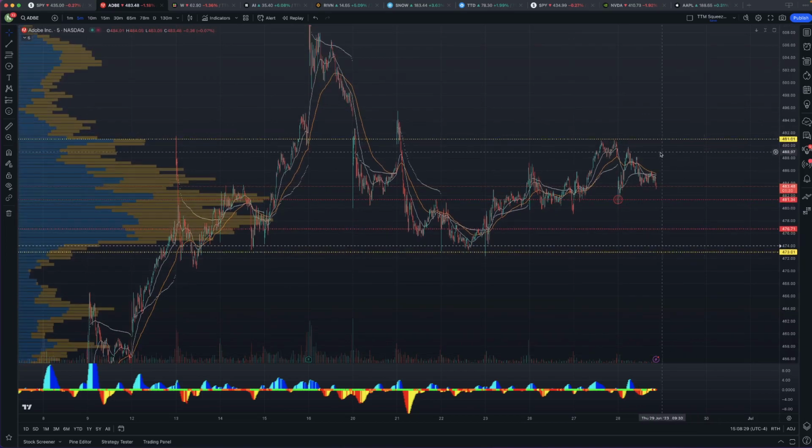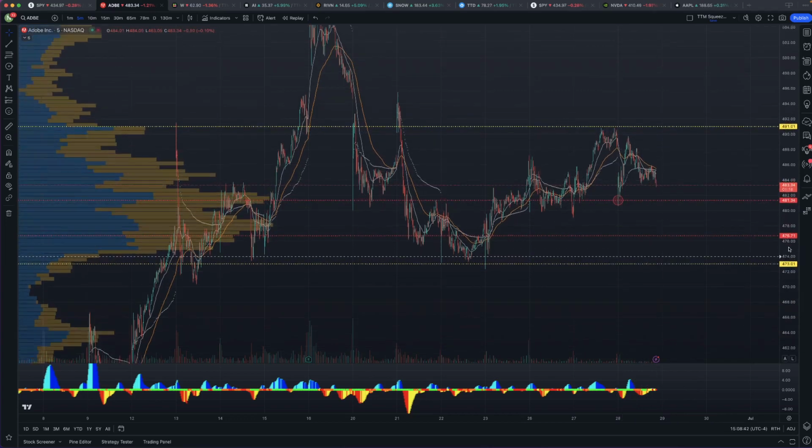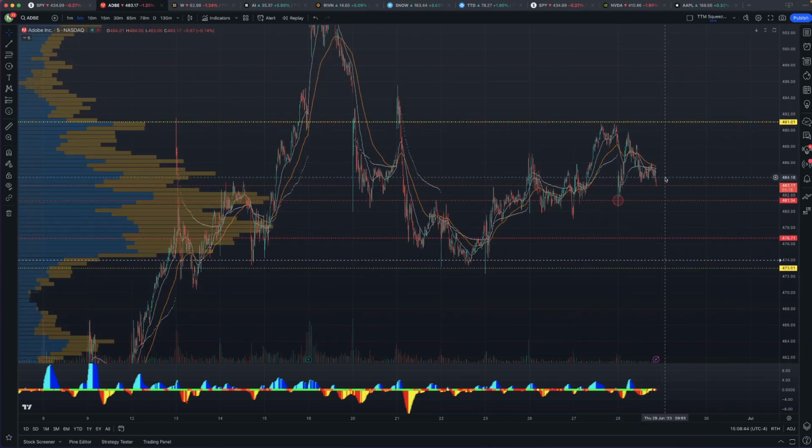I thought about it, but it didn't quite get up here. I thought about taking this position off at resistance. It just didn't quite get up to where I thought it should go, and then it kind of rolled over. So I'm still in this position. It's still valid because I took it at 481.34 or around that area, right?